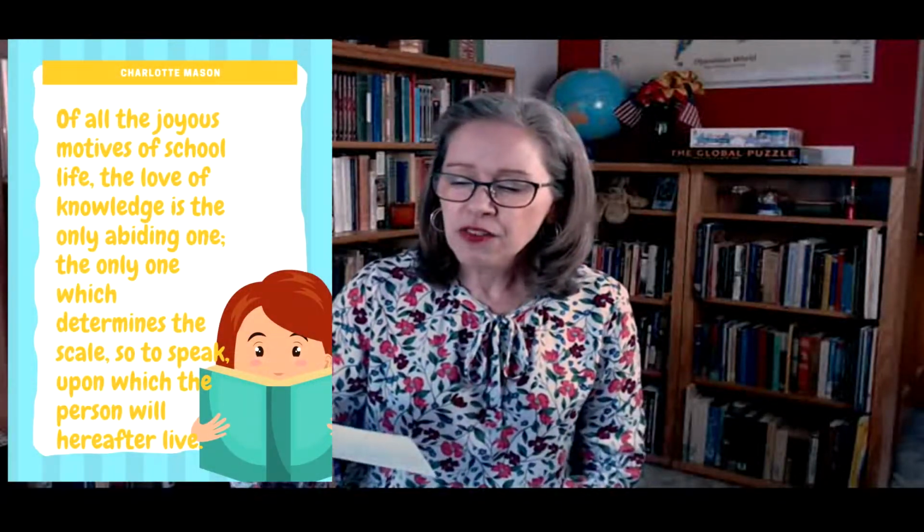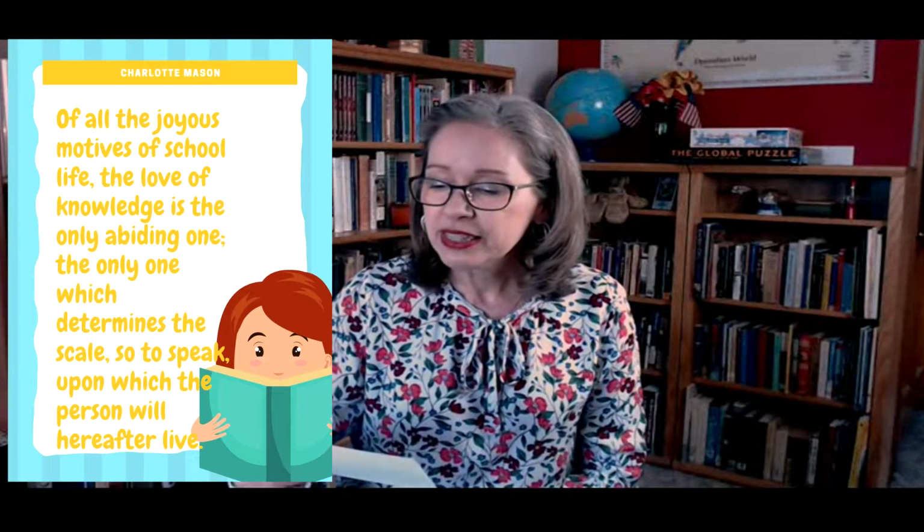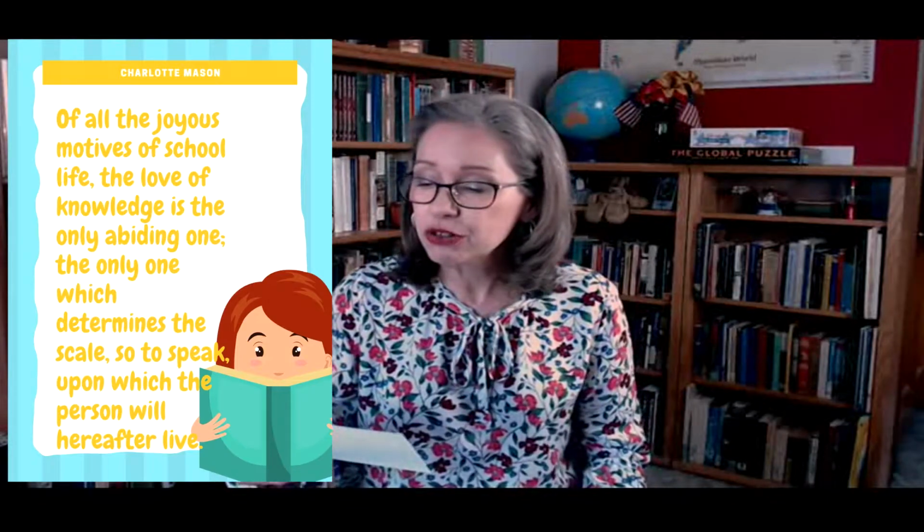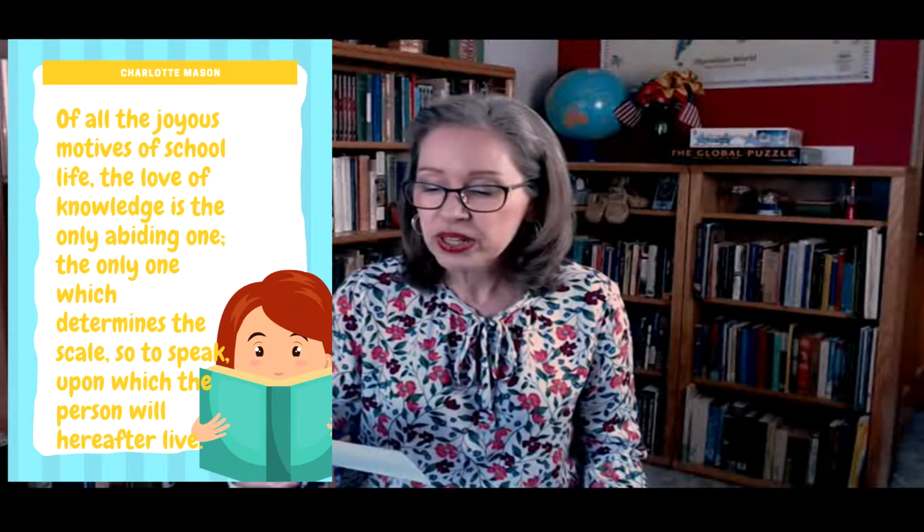What then is the Charlotte Mason approach to education? Well, that involves a quote from Charlotte Mason herself, which I'm going to read to you here. "Of all the joyous motives of school life, the love of knowledge is the only abiding one, the only one which determines the scale, so to speak, upon which the person will hereafter live." So what she's saying there is that the point of education is teaching your child to value learning and to love learning and to know how to learn. That's powerful.